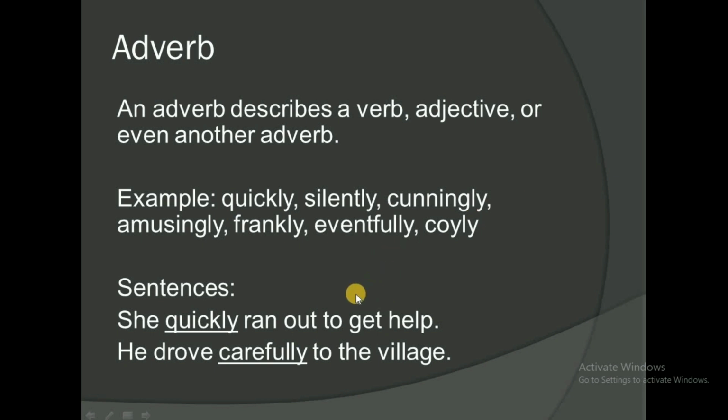If we look at these sentences, we can see something different from the previous example. Quickly ran and drove carefully. So adverb, verb, verb, adverb. If we're describing a noun, we say adjective noun, always. But with adverbs and verbs, it can be different, so we need to pay more attention.